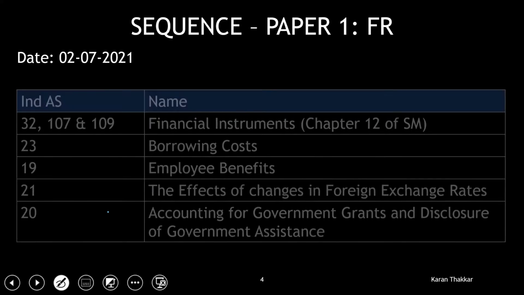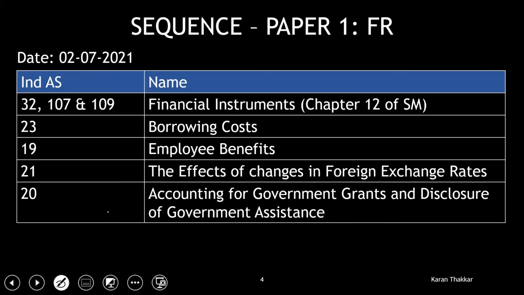On 2nd July, start with financial instruments. It's a very important topic, huge topic, and one which has relevance in some way or the other throughout the syllabus. So do this nicely, and one question short will come from this. Next, do Ind AS 23, 19, 21 and 20.